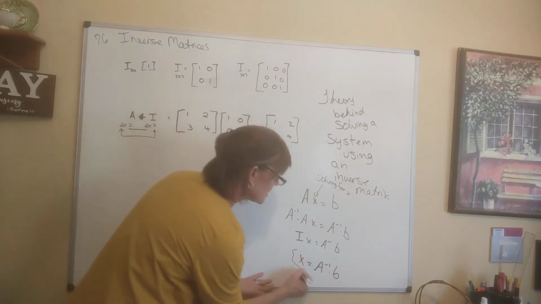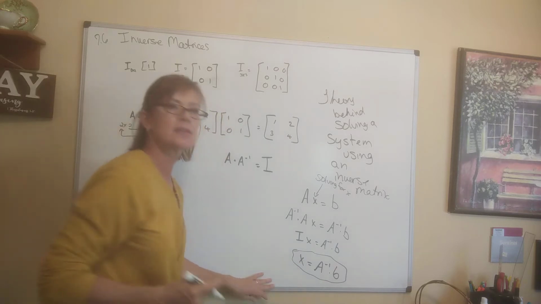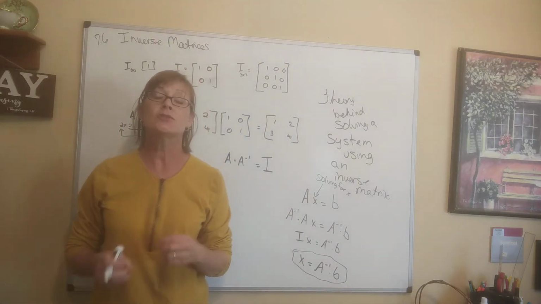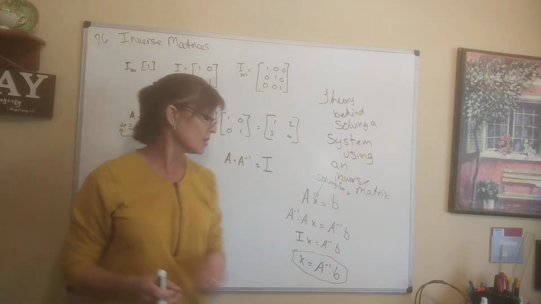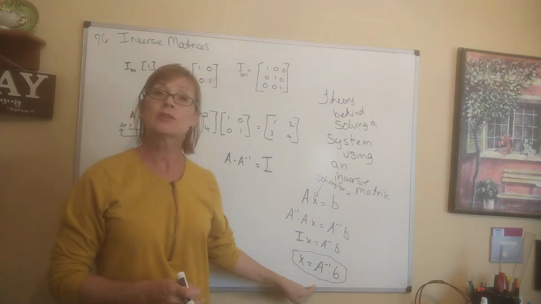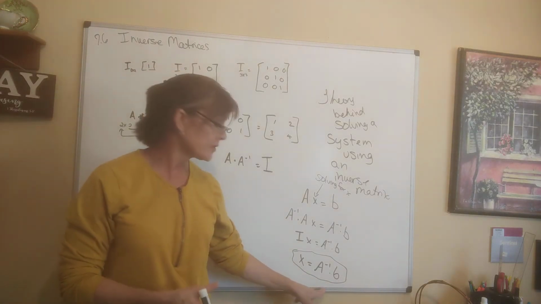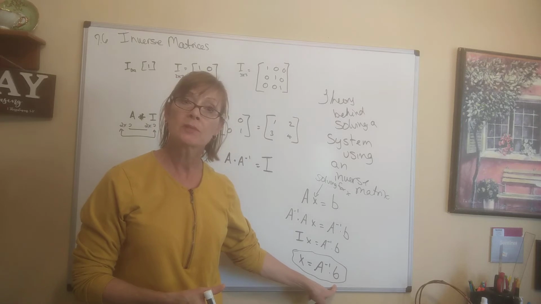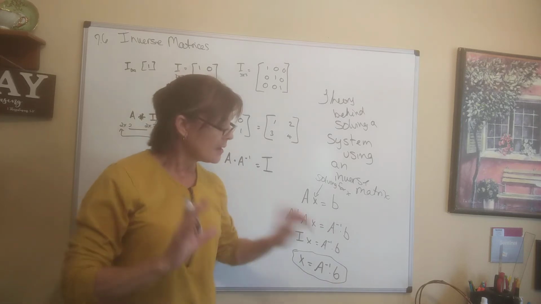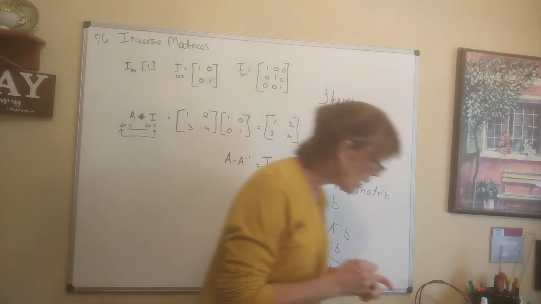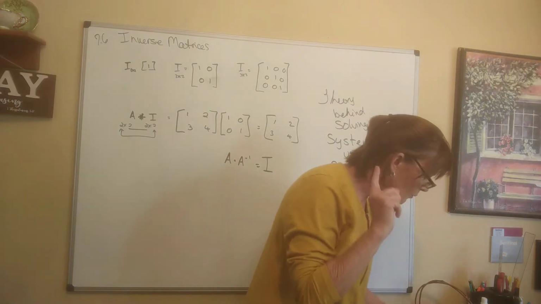So here's the gist of the story. If you are asked to solve a system of equations using an inverse matrix, you should multiply the inverse of the coefficient matrix times the solutions matrix B. That's how you do it. So let's do one, okay? I'm going to do number 1.